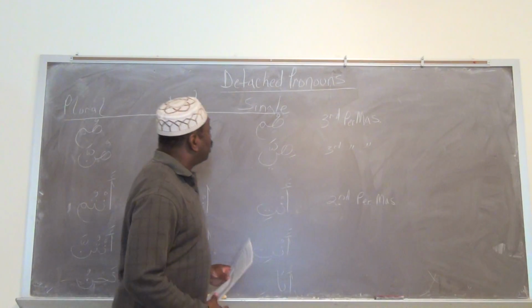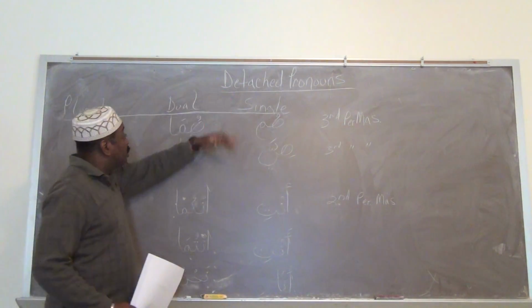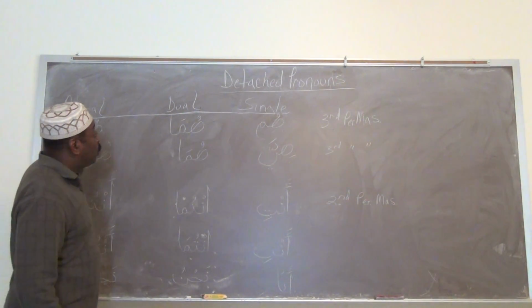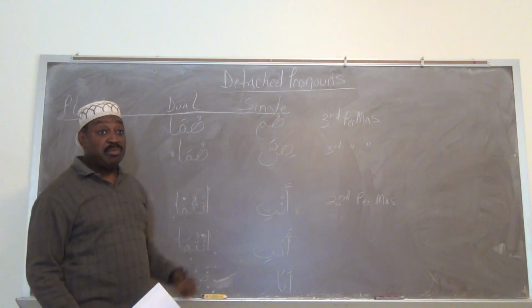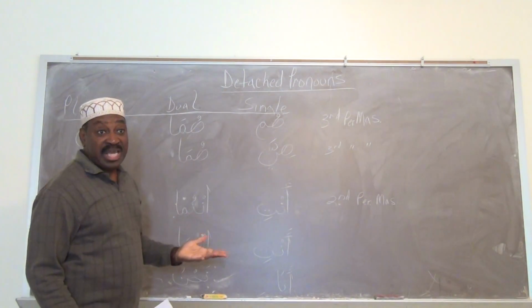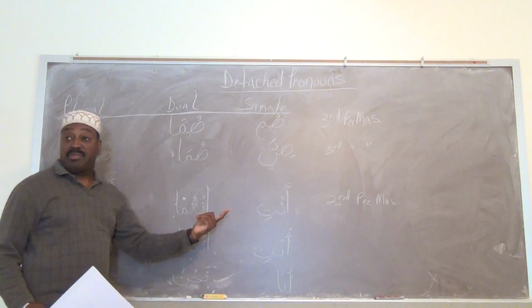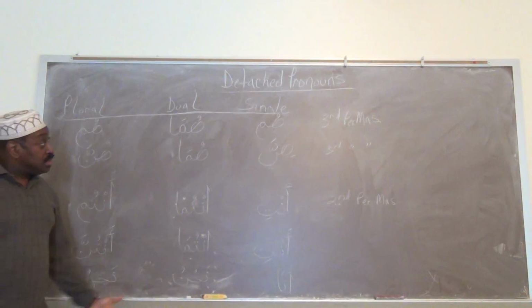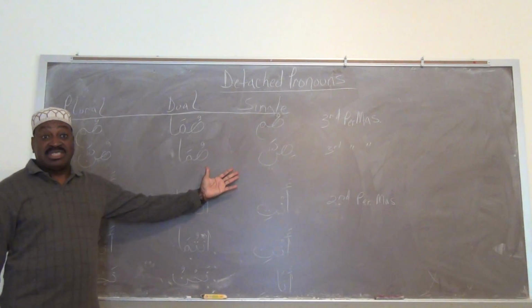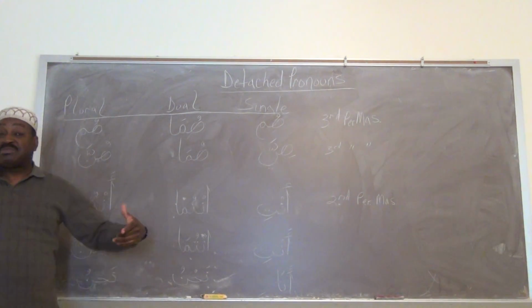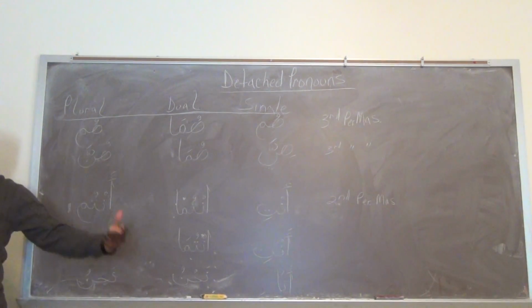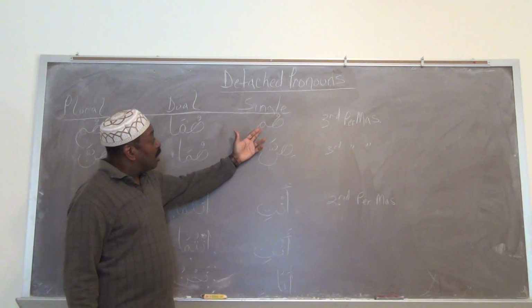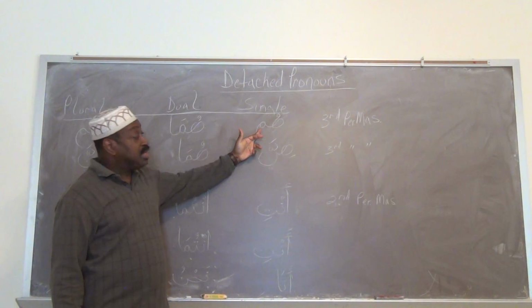If we look up here where we have detached pronouns, in Arabic we're always talking about the plural, the dual, and the singular. That's very important, whereas English most of the time is just singular or plural, but Arabic also has the dual form. So these are detached pronouns here. These detached pronouns go together sometimes with other words, nouns themselves. If we see right here, third person singular, we say this is what?